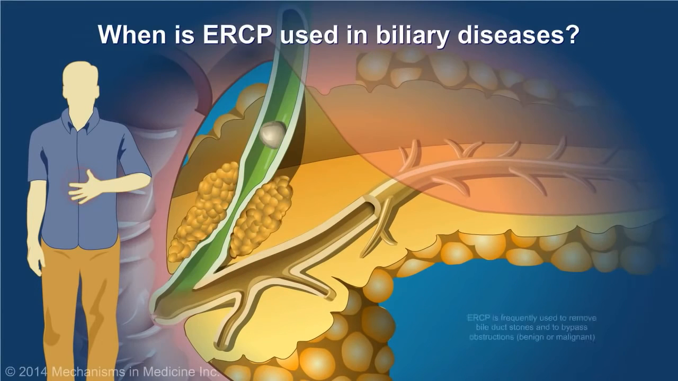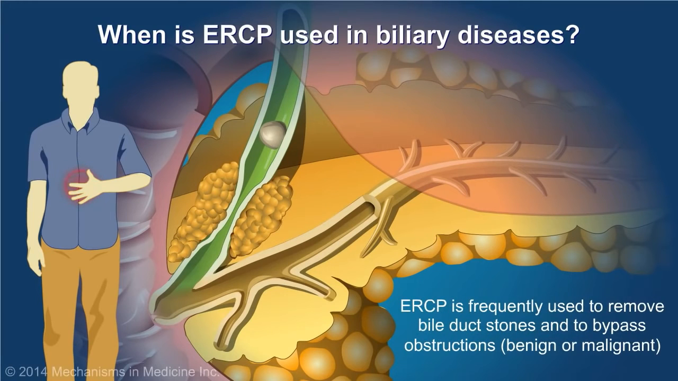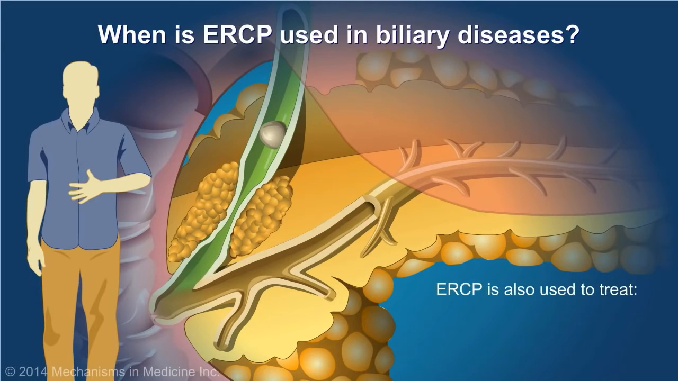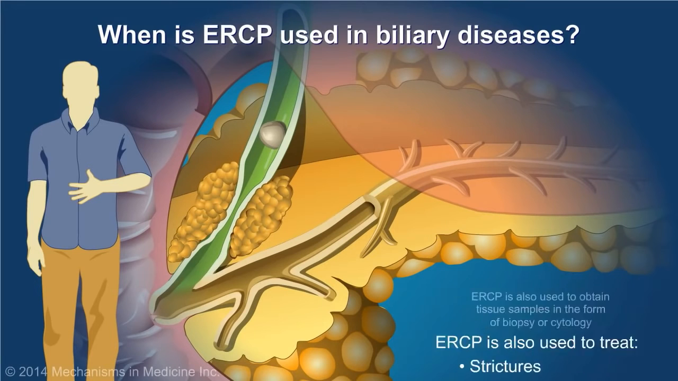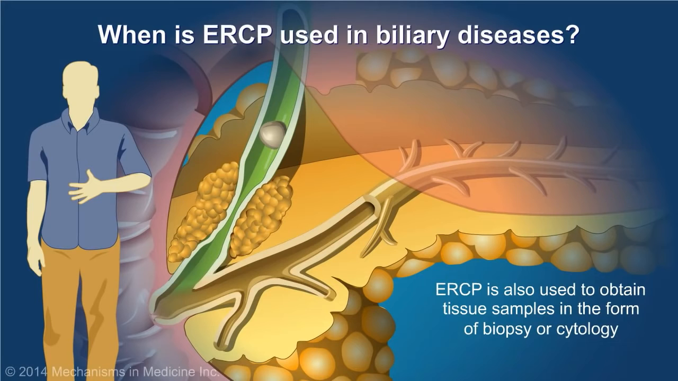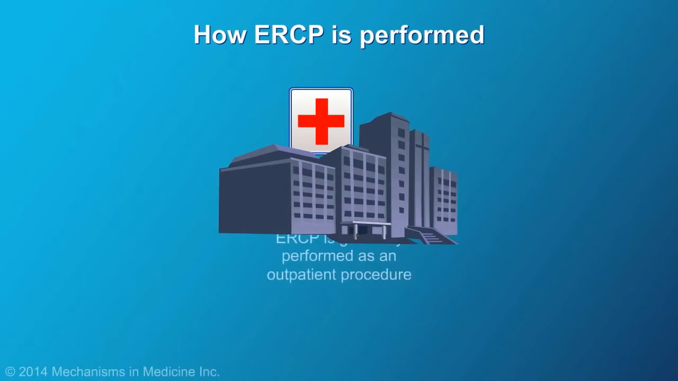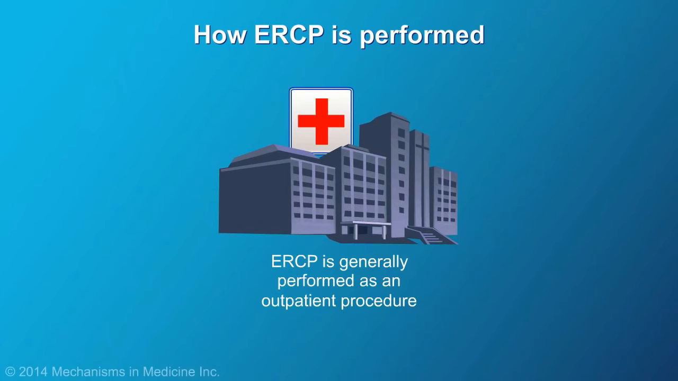In the biliary tree, ERCP is frequently used to remove bile duct stones and to bypass obstructions that can be benign or malignant. ERCP is also used to treat strictures, infections such as cholangitis, leaks after surgery such as gallbladder removal, and to obtain tissue samples in the form of biopsy or cytology. ERCP is generally performed as an outpatient procedure, but on occasion it is performed when the patient is in the hospital for an acute problem.